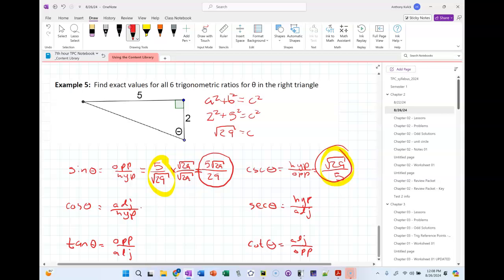All right. What's cosine going to be? Adjacent over hypotenuse. What over what? Yeah, for cosine. 2 over square root 29. Yeah. Actually, let's write that in up here. That probably makes it easier to see that.